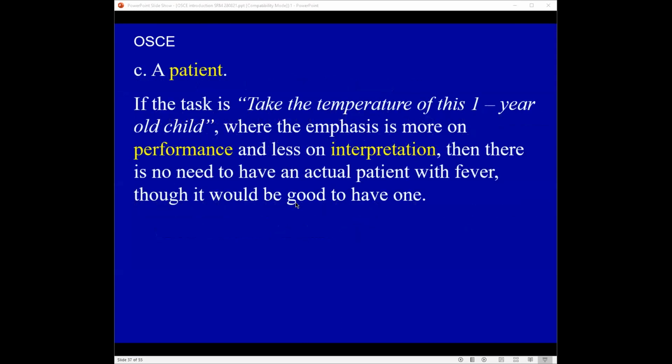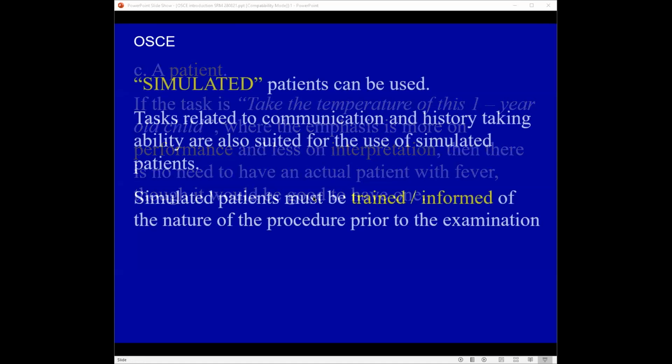Now, how do we actually configure this patient? Now, if the task is take the temperature of this child, now we are looking at whether this guy can take the temperature. We are not looking at him interpreting it as fever or not fever, but we are just looking at the skill of taking temperature. In that case, we may not need to have an actual patient with fever. Even though it might be good to have one, it may not be necessary. So we use what are called simulated patients.